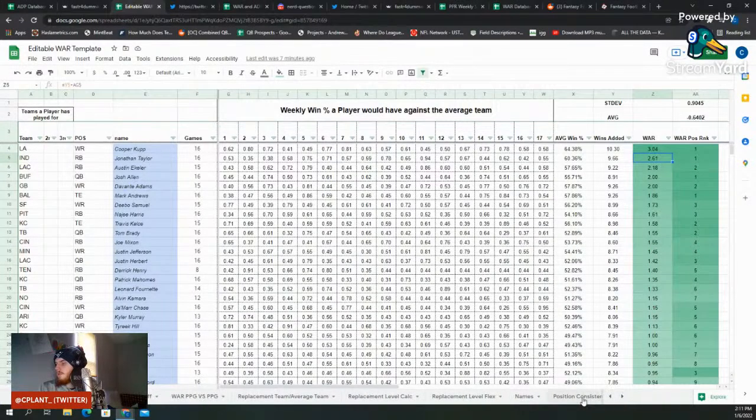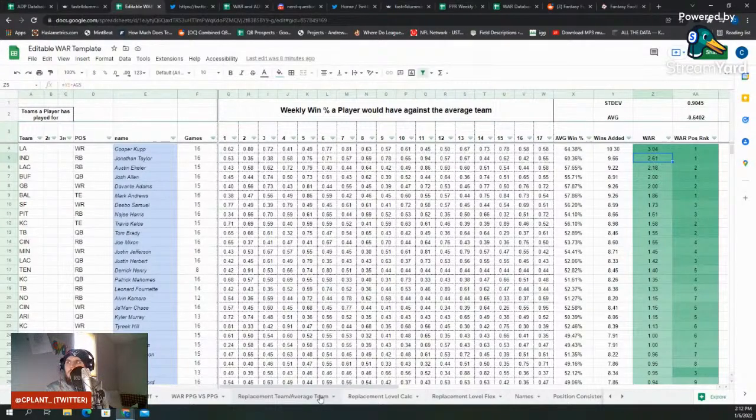So in order to calculate replacement level, I did it slightly different than Jeff Henderson, because the way he did it was by averaging the top 12, or the next top 12 starters at the position, like what it would be, bench players or replacement players that weren't included in the starters, if that makes sense.